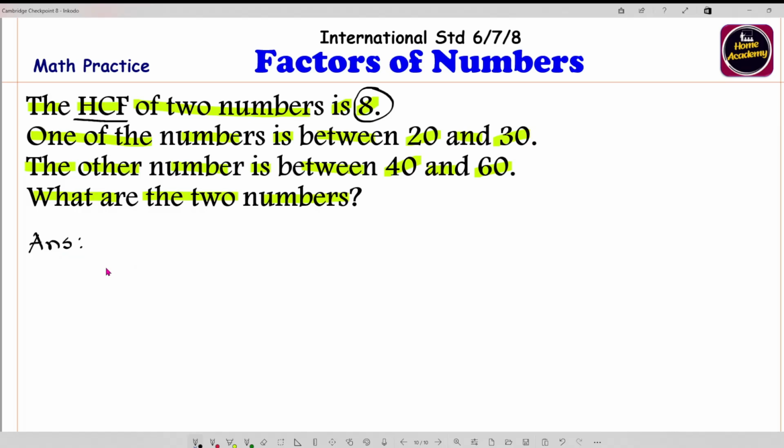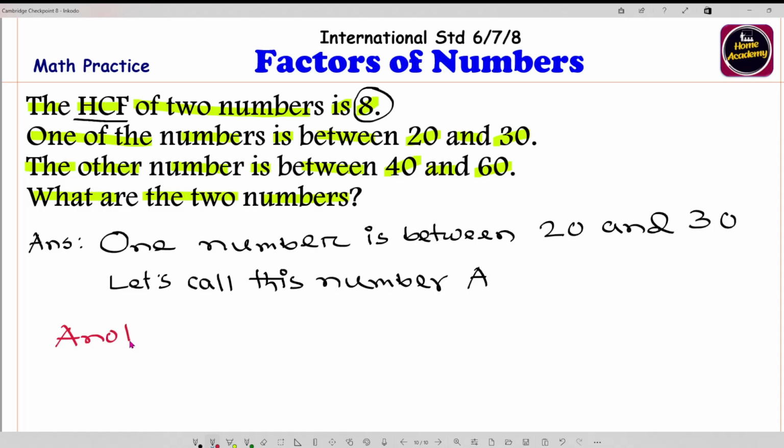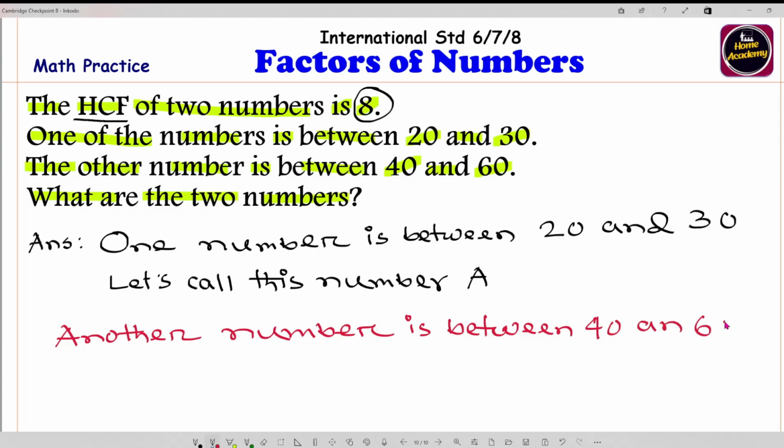First, one number is between 20 and 30. Let's call this number A. Another number is between 40 and 60. Let's call this number B.